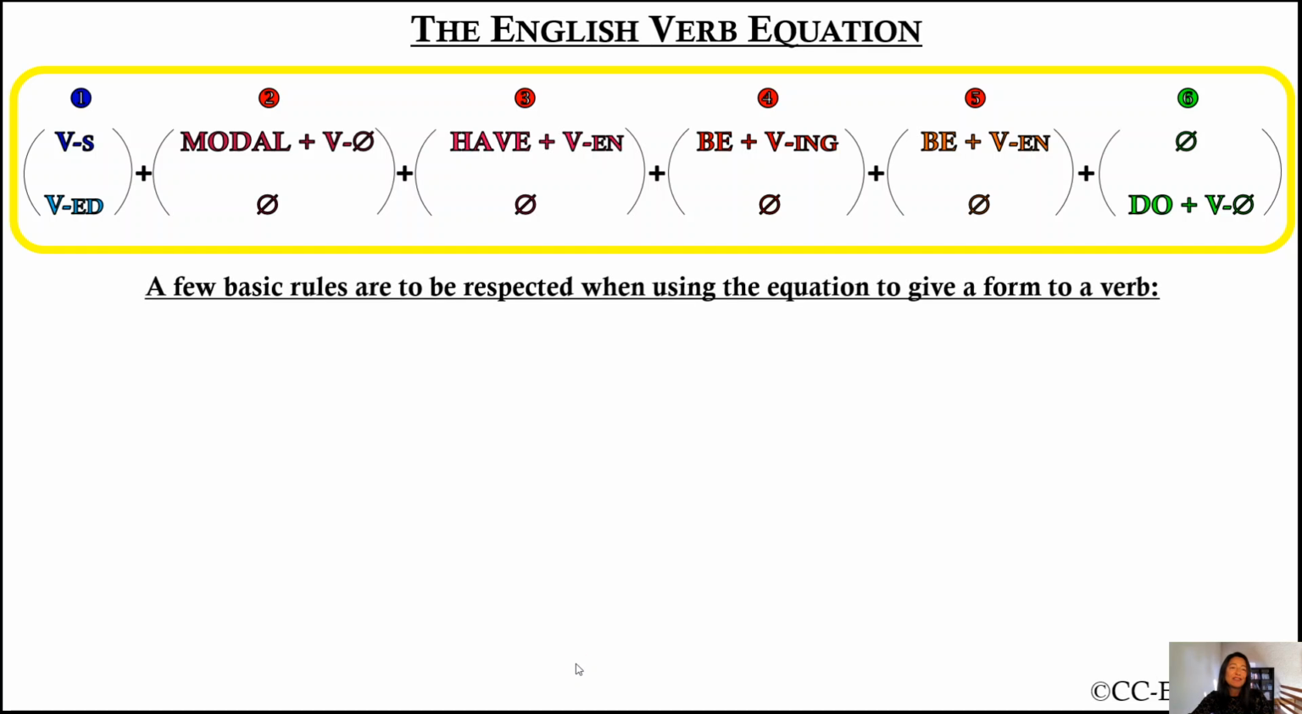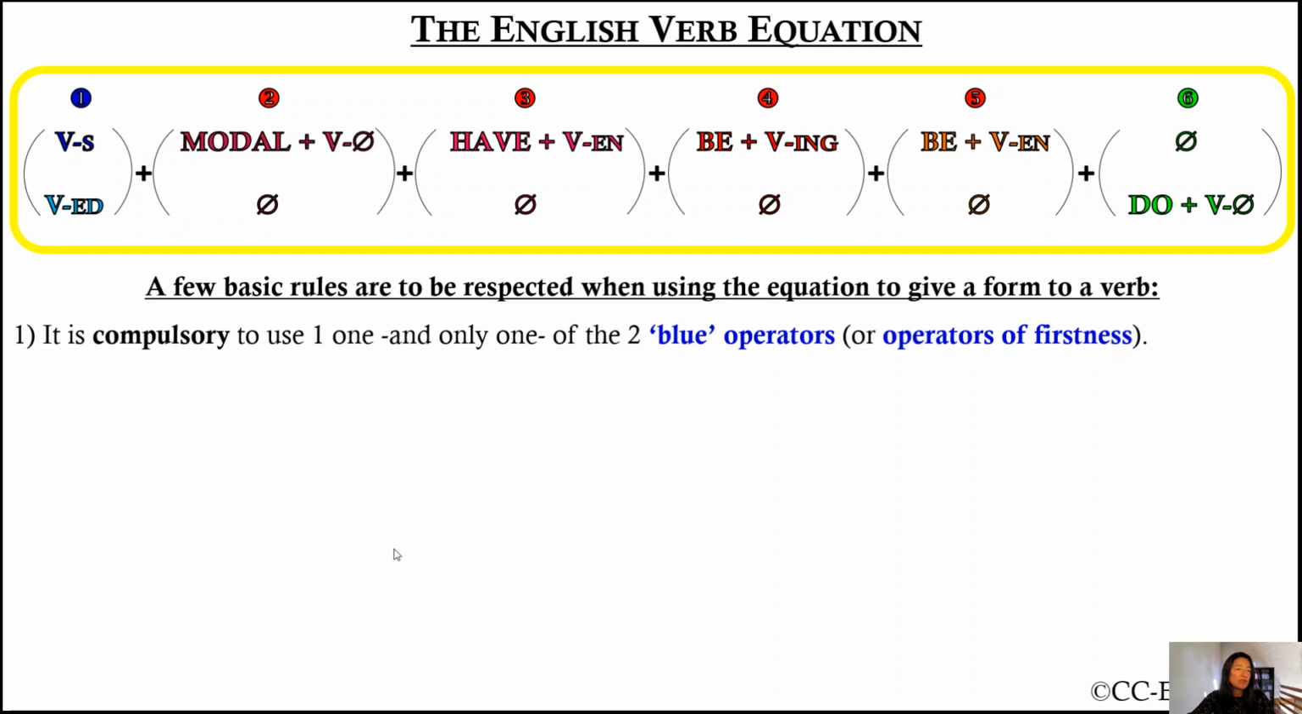Let's have a look at a few basic rules that need to be respected when using the verb equation to give a form to a verb. So we have already mentioned a few of them. First and foremost, when you conjugate a verb, when you give a form to a verb, you necessarily use either the present tense or the past tense. So it is compulsory to use one of the 2 blue operators or operators of firstness.